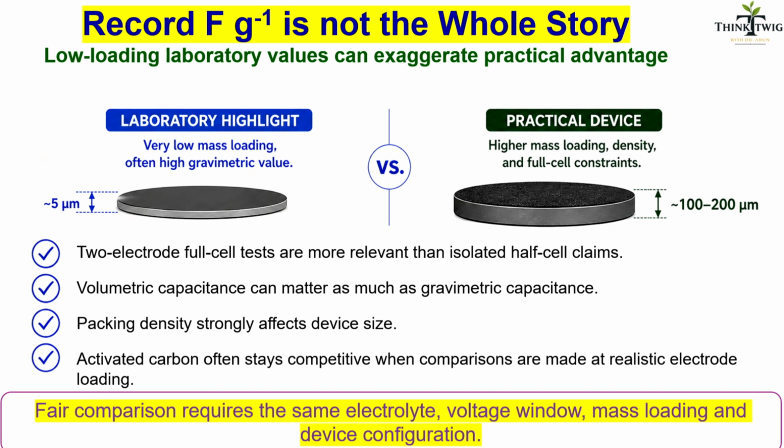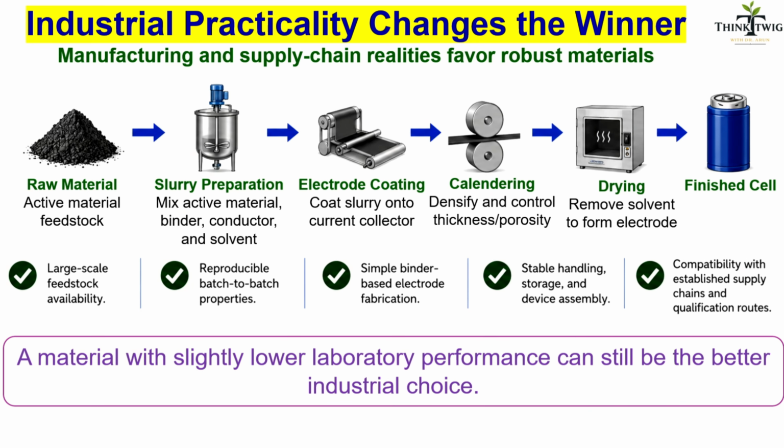This is a much stronger comparison than simply placing two F per gram or two Farad per gram values next to each other. And once we move toward manufacturing, the comparison changes even more. Here we can follow the electrode from raw material to the finished cell. We begin with the active material. Then comes slurry preparation. The active material is mixed with the other required electrode components and solvent.